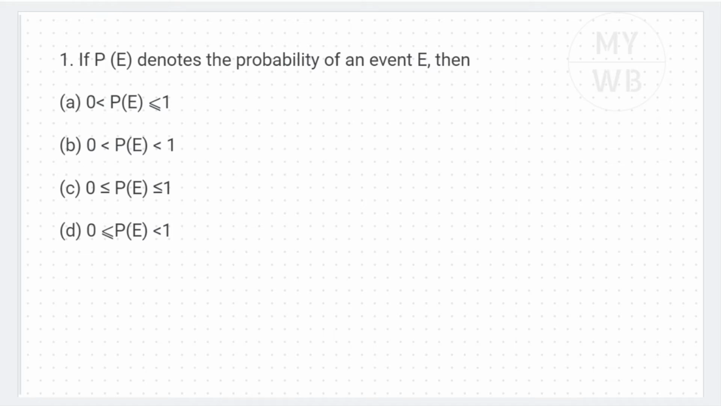First question. If P of E denotes the probability of an event E, then which of the following options are correct? We know that probability minimum value is 0 and the maximum value is 1. For an impossible event, the probability is 0, and for a sure or a certain event, the probability is 1. So option C is the correct answer because that's the only option where both 0 and 1 are included. 0 less than or equal to P of E less than or equal to 1. Next.